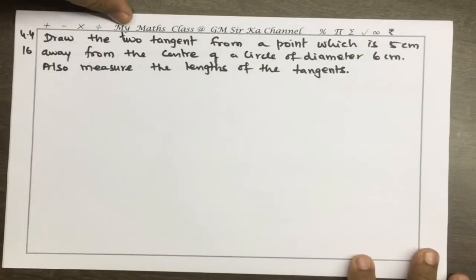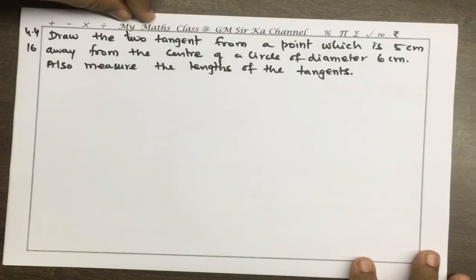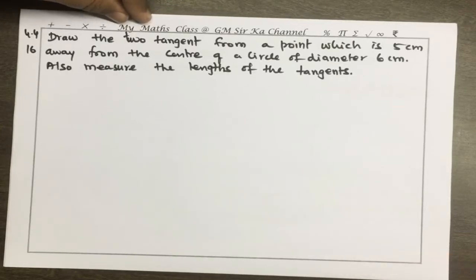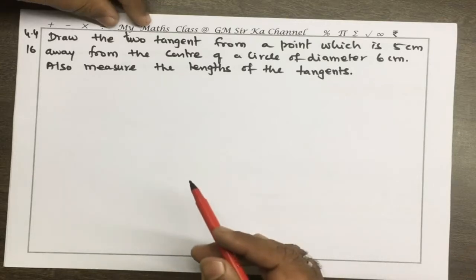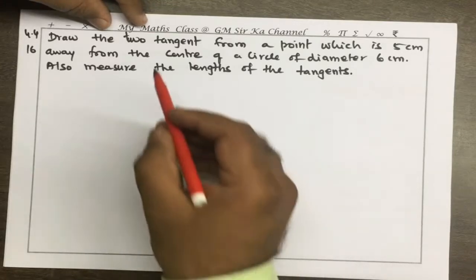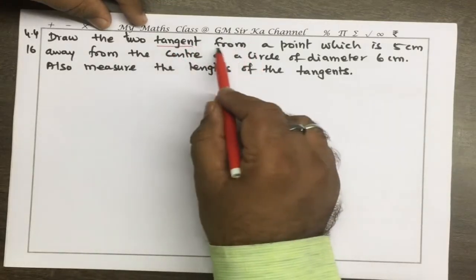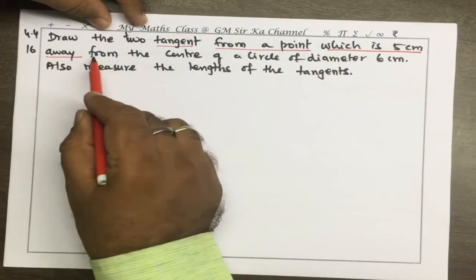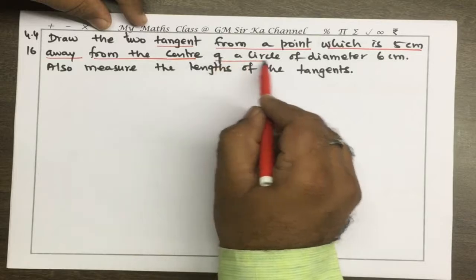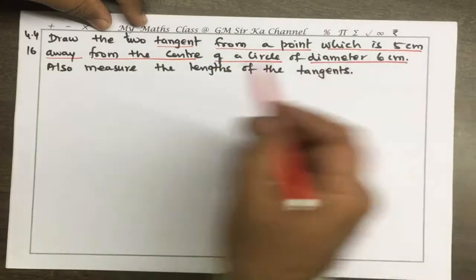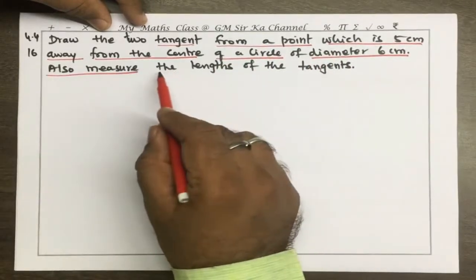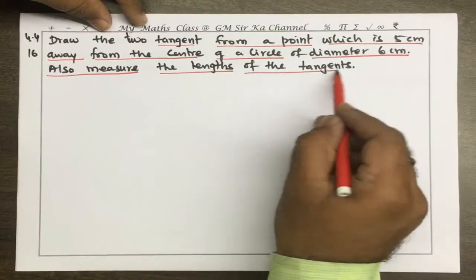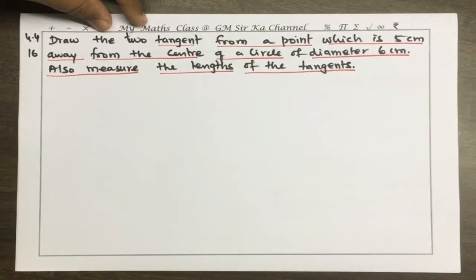You are learning how to construct the tangent from the external point to the circle. We have the problem, draw the two tangents from a point which is 5 centimeter away from the center of a circle of diameter 6 centimeter, and also measure the lengths of the tangents. So we have to draw the rough diagram.